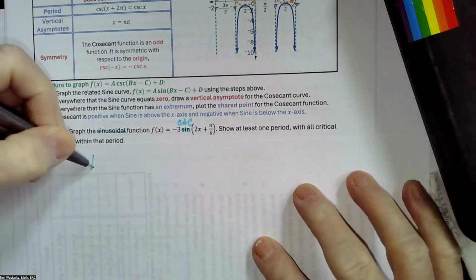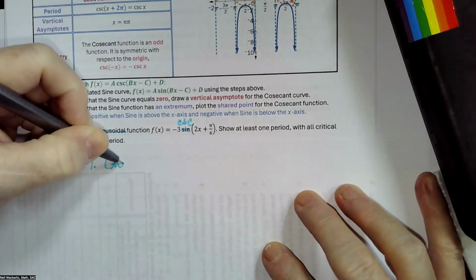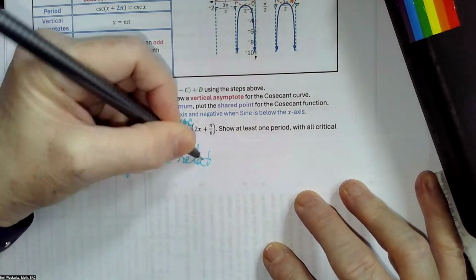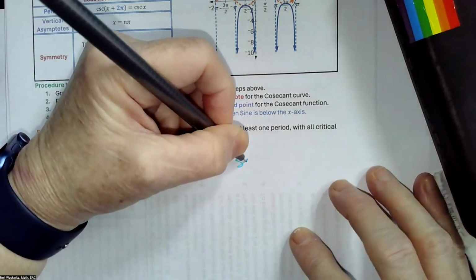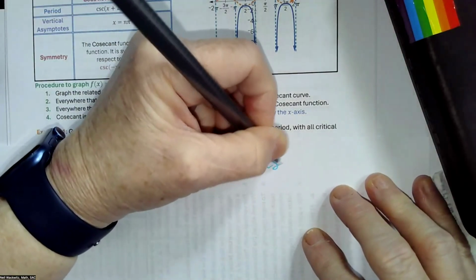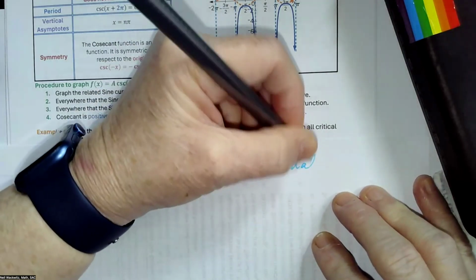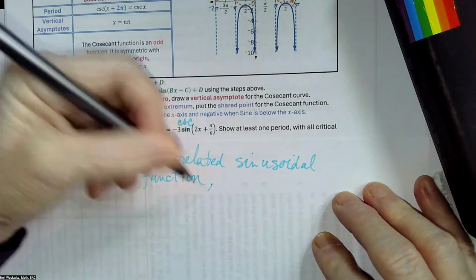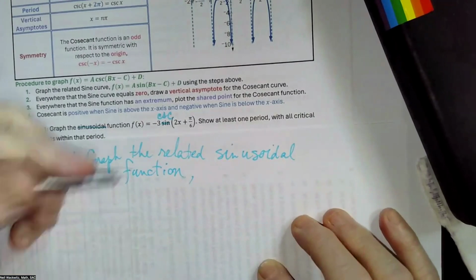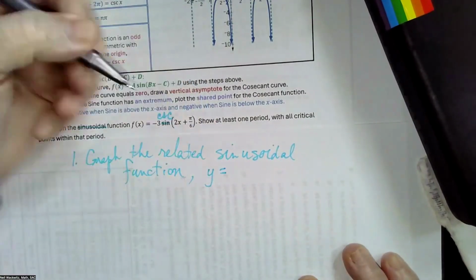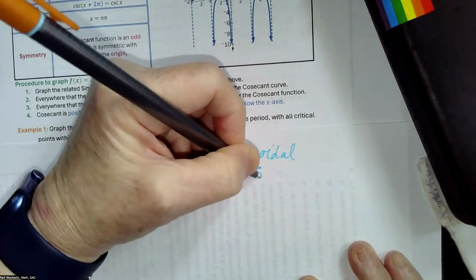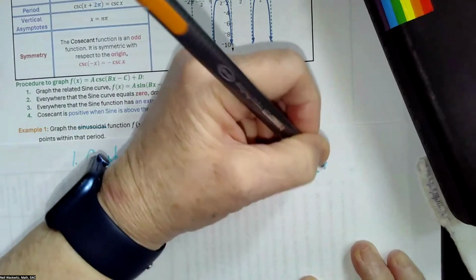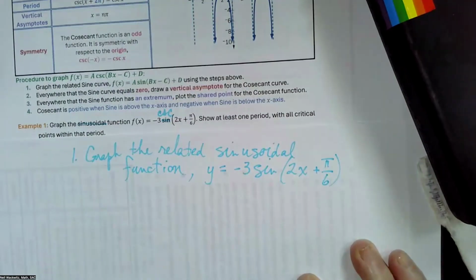The first thing that we're going to do is graph the related sinusoidal function, which for cosecant will be sine. So we're going to graph -3 sine of 2x plus pi over 6.